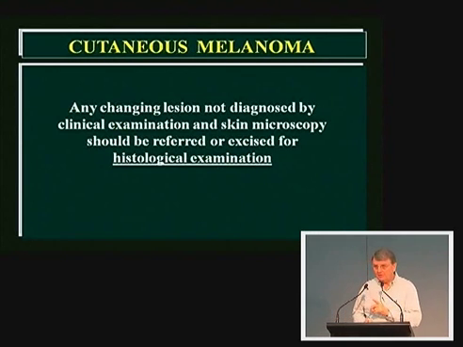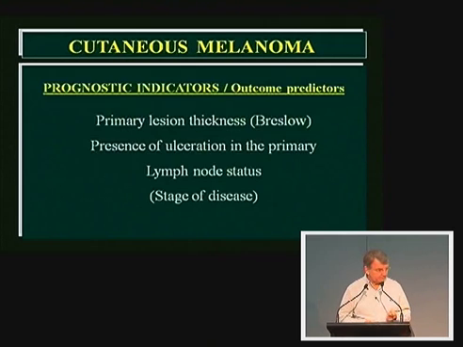So any changing lesion, not diagnosed, this is what I say when I teach: if you can't make a diagnosis that it's clearly benign, and there's a history of change, and you're not absolutely 100% happy when you look at it with the magnification and a good light, it needs to either be removed, biopsied, or referred for those things to happen. So I teach that, and if you have that, that's what you insist upon.